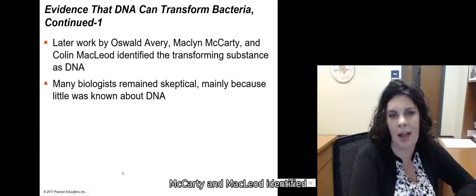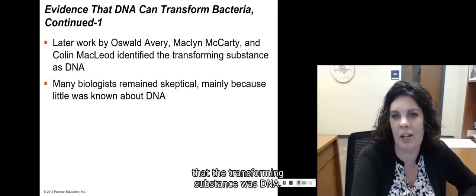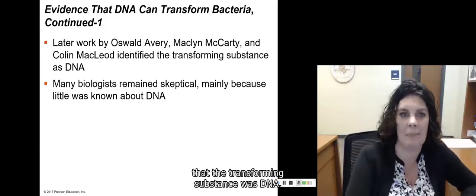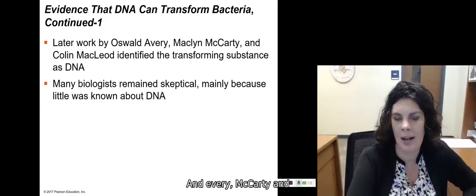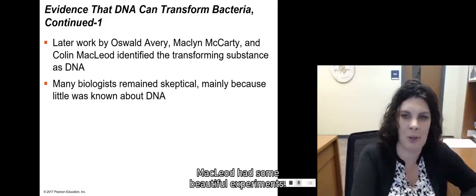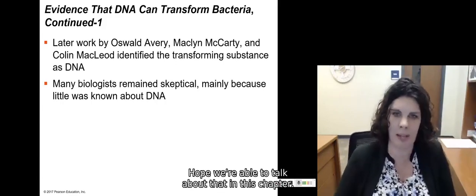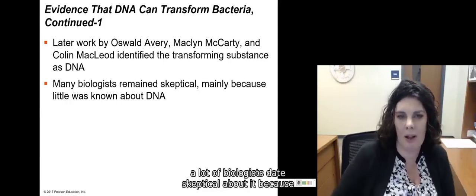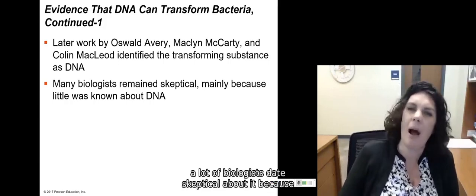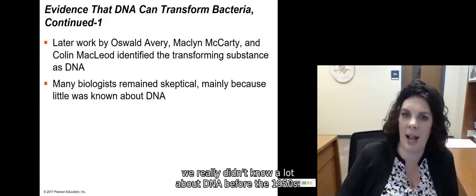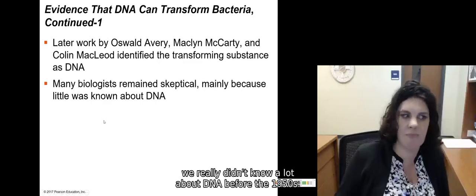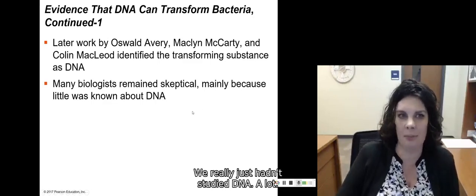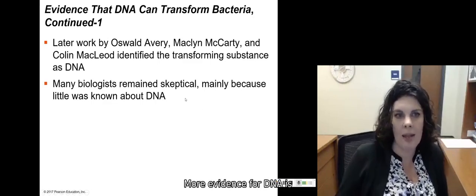Then work by Avery, McCarty, and McLeod identified that the transforming substance was DNA. And Avery, McCarty, and McLeod had some beautiful experiments. I hope we're able to talk about that in this chapter. But even after they did their work, a lot of biologists stayed skeptical about it because we really didn't know a lot about DNA before the 1950s. We really just hadn't studied DNA a lot.